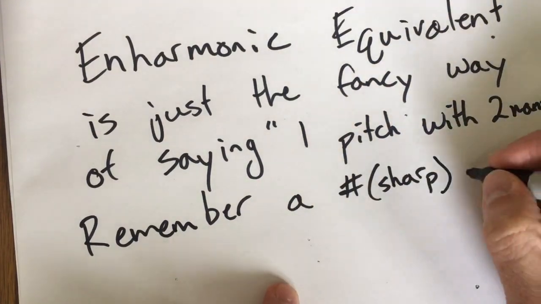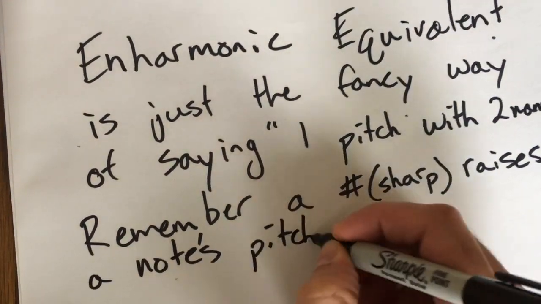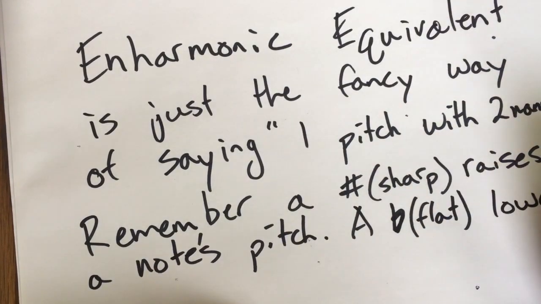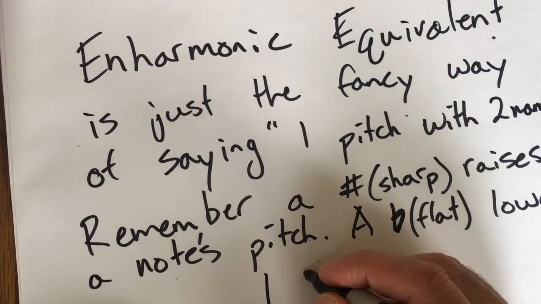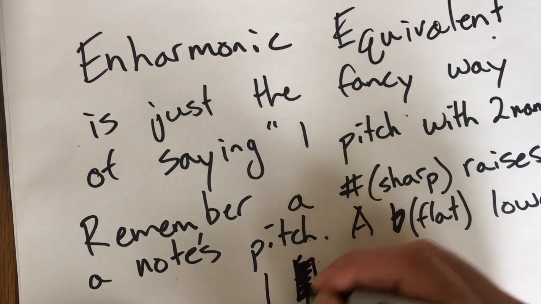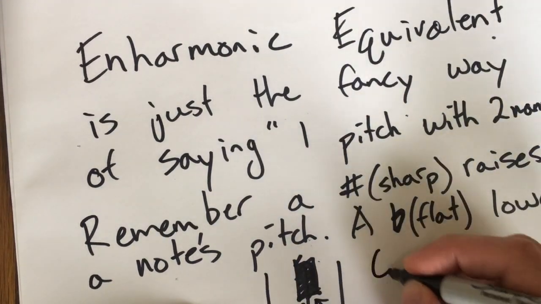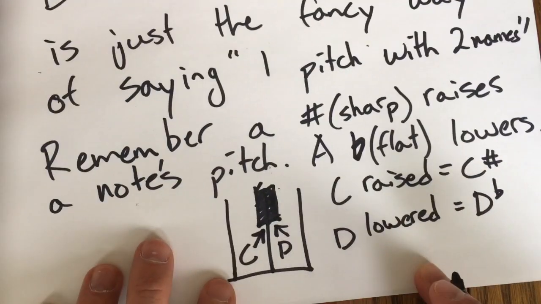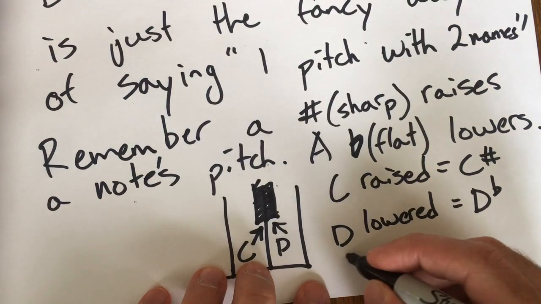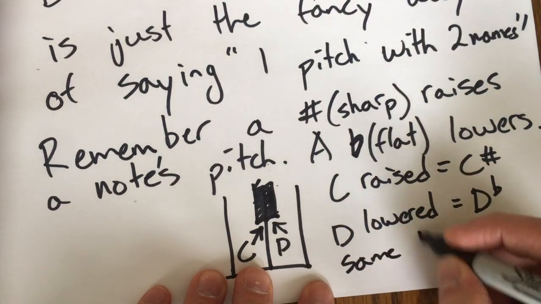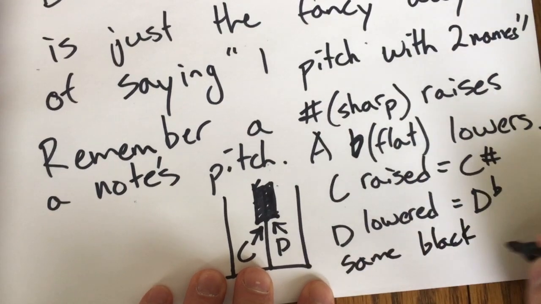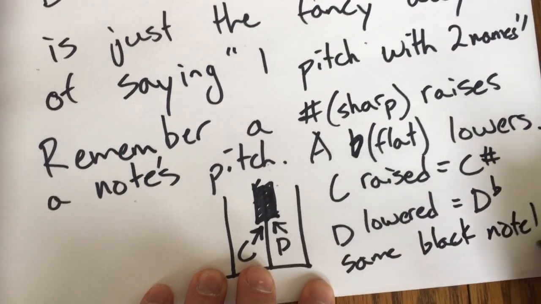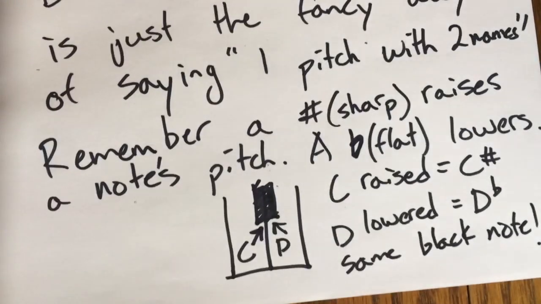Remember, a sharp raises a note, a flat lowers a note's pitch, and my little diagram here. So I've got two white keys, C and D, and then I've got the black key in between. If I go from the C up to that black key, that's a C sharp. If I start at the D and go down, that's a D flat, and that's an example of an enharmonic equivalent.